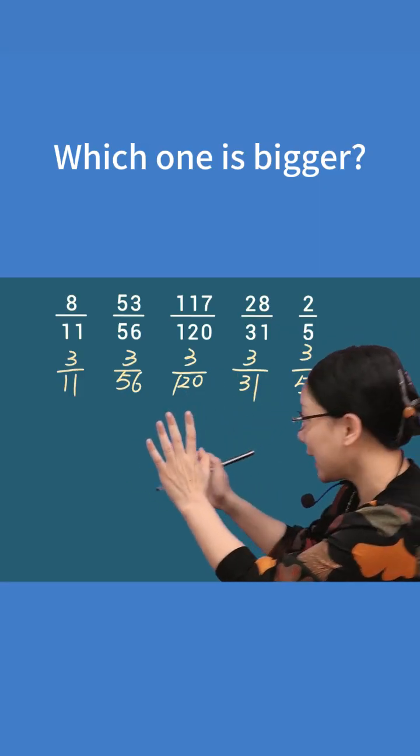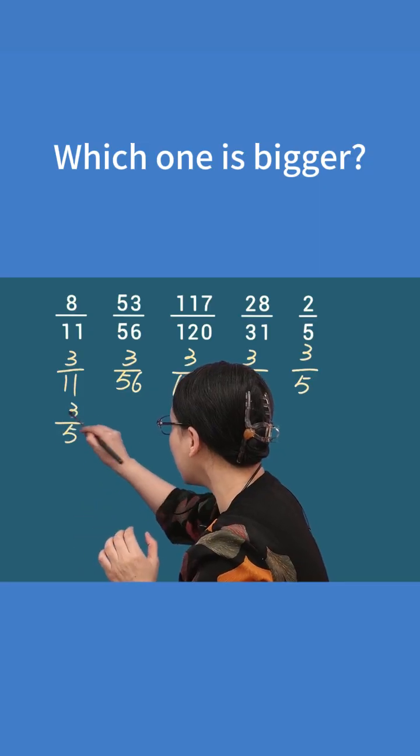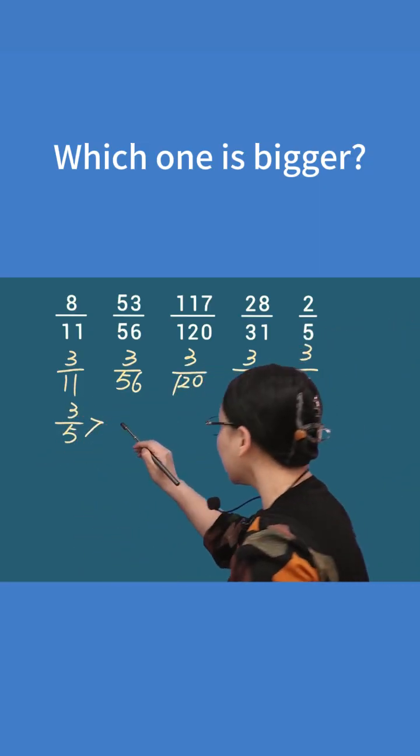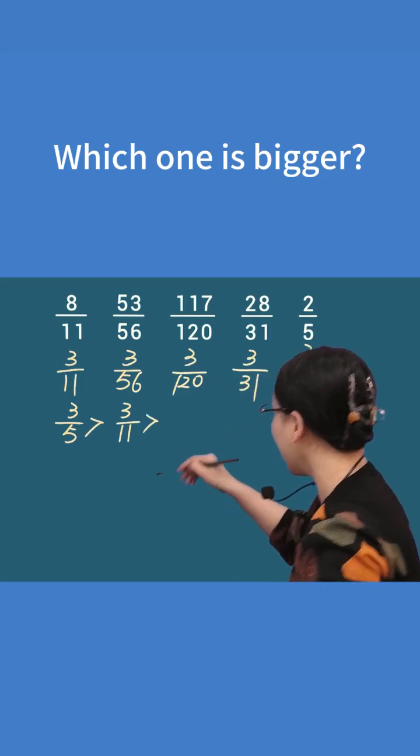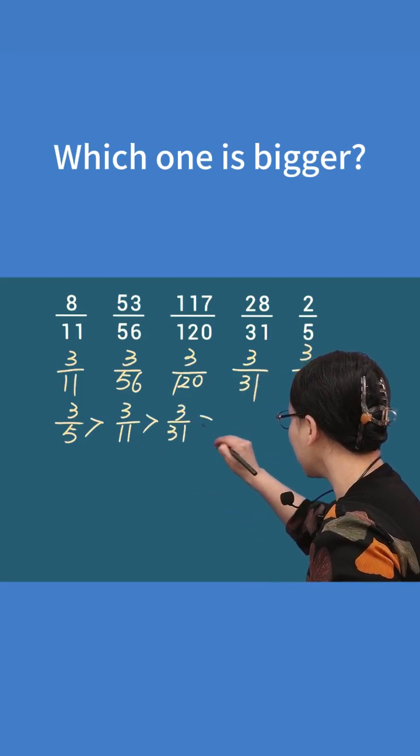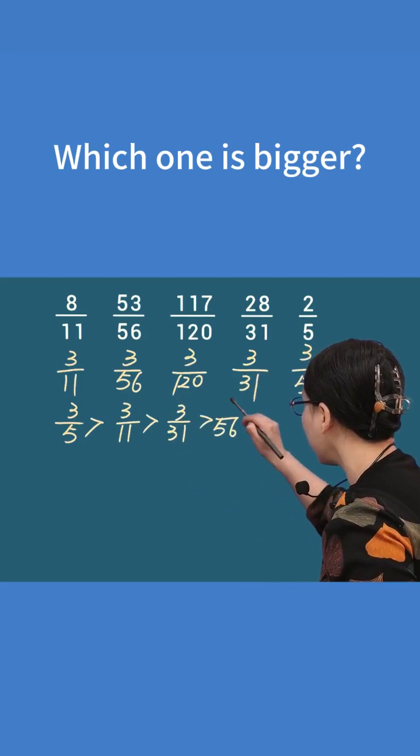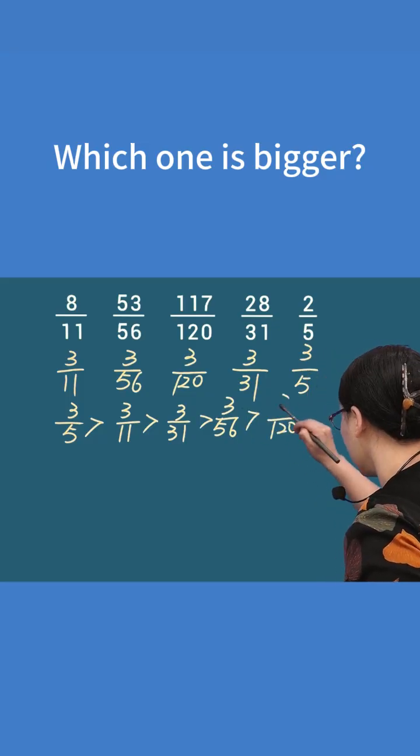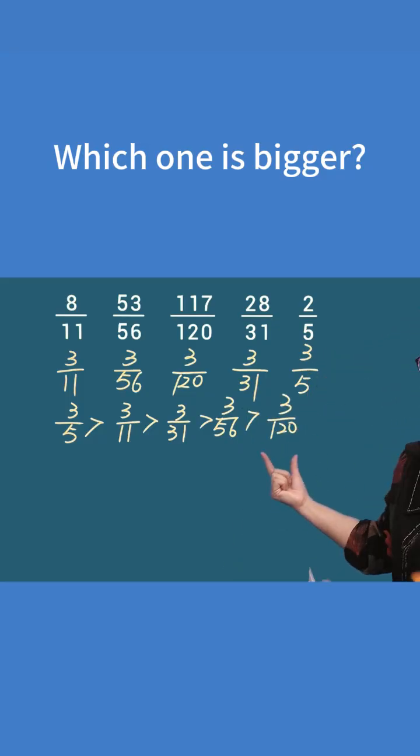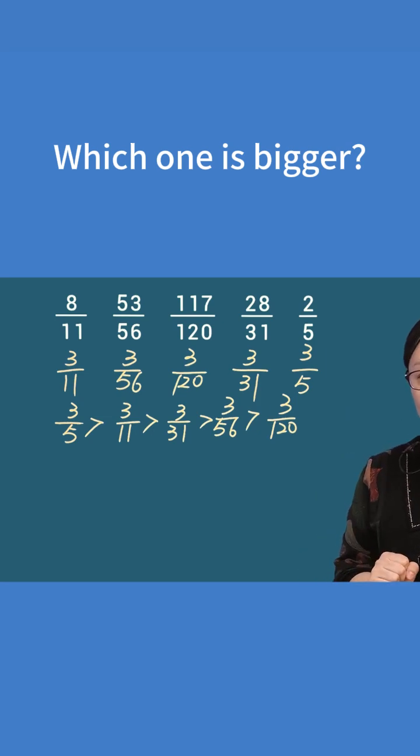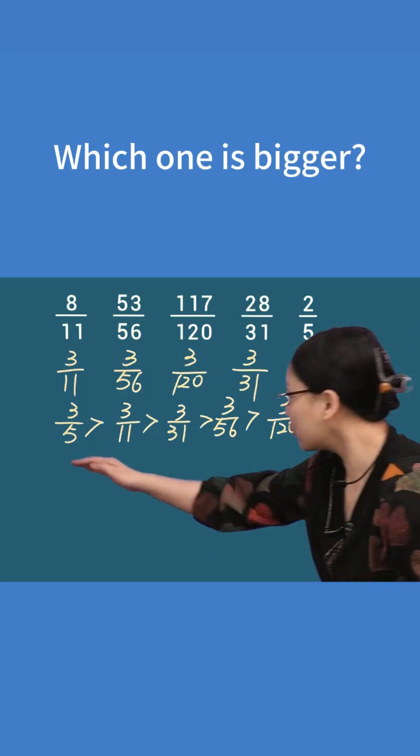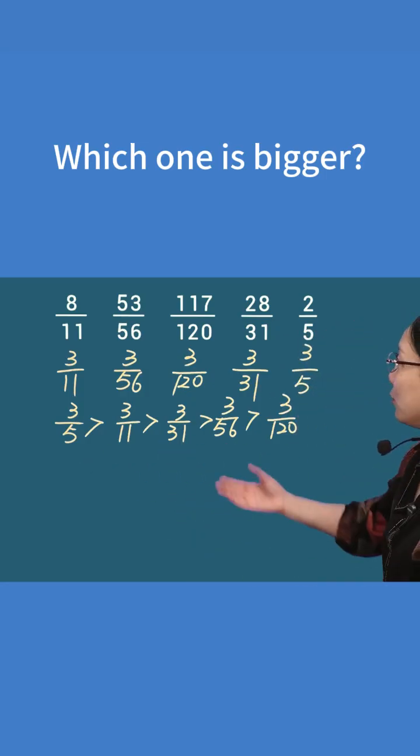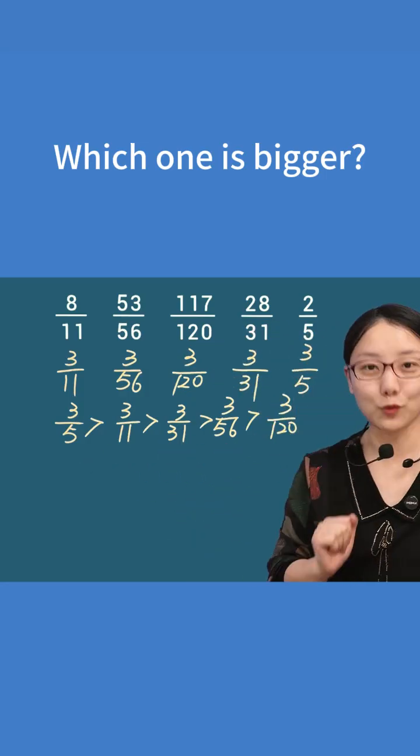So look, next, from largest to smallest, it's 3 over 5. Next, it's greater than which one? It's greater than 3 over 11, right? Then it's greater than 3 over 31, greater than 3 over 56, and greater than 3 over 120. Some students might think, oh, I want to simplify the fractions. But don't rush to simplify yet. This problem isn't about that at all, right? So now that we've done this, what's the point? These aren't even the numbers in the question.